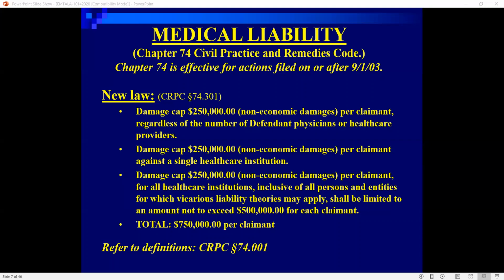There is a damage cap for death cases, and I didn't get into that, but that's around 1.8 to 1.9 million at the moment, because it is tied to the consumer price index.